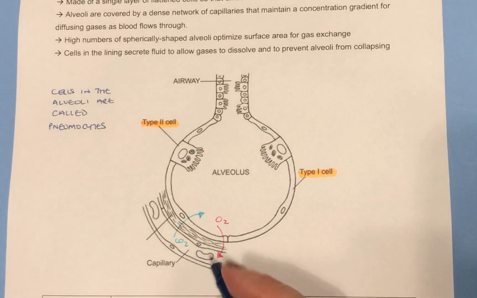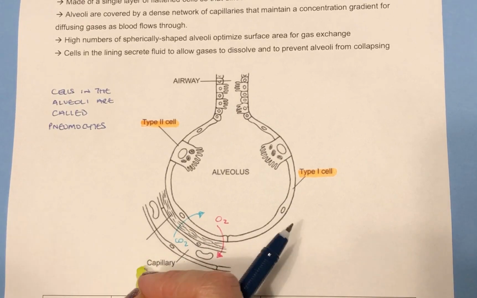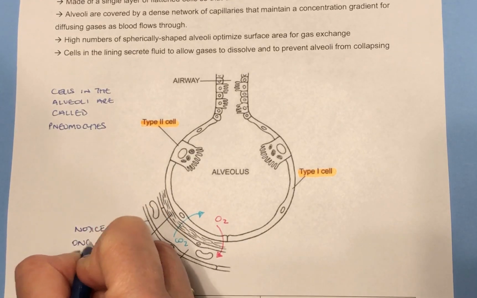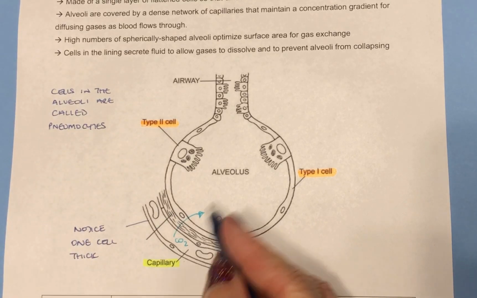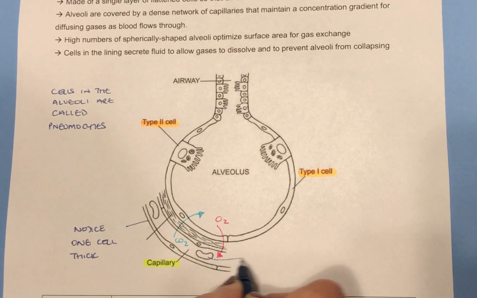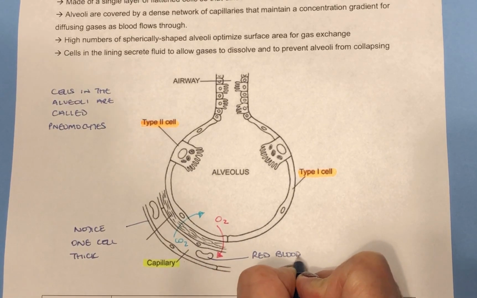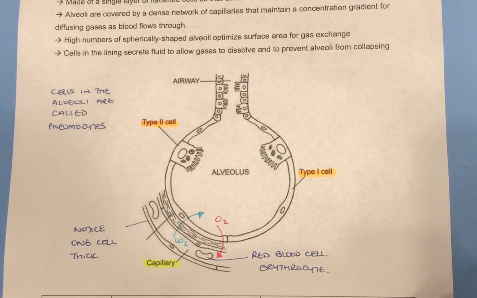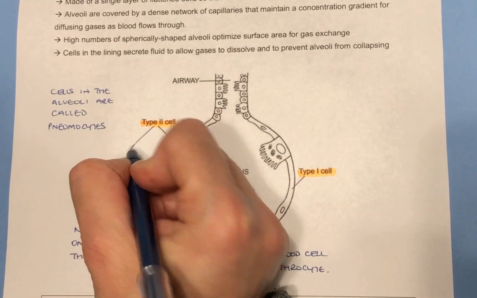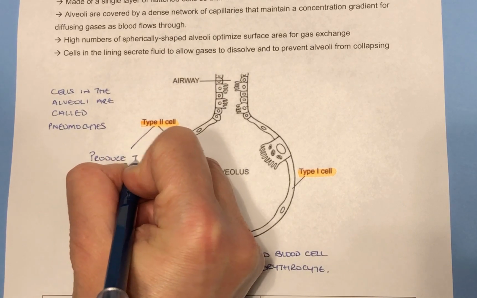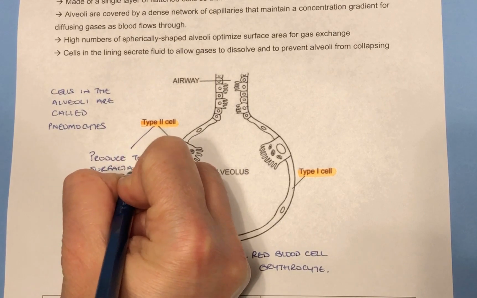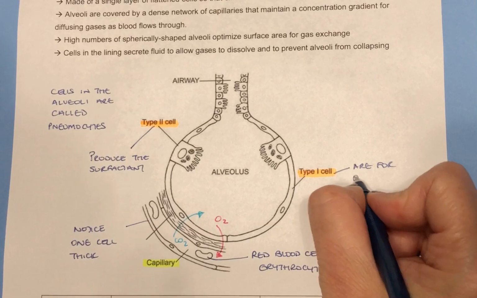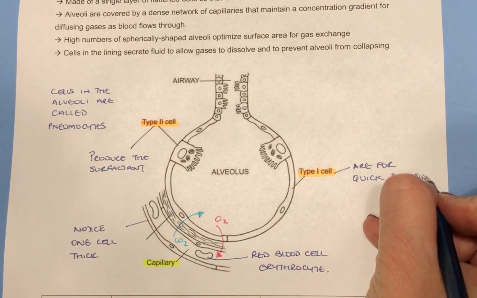So they're pretty cool. This here is a capillary. This is your blood running by the side, and again, notice it's one cell thick, to make diffusion super quick. This thing here, a biconcave disc, is a red blood cell, also known as an erythrocyte. So type 2 produces surfactant. Type 1 are for quick diffusion or gas exchange.